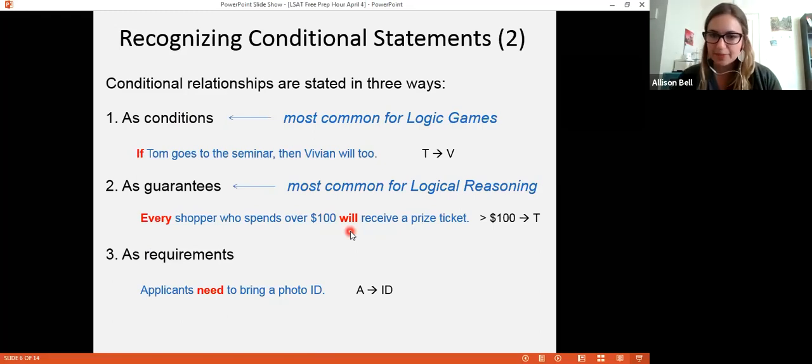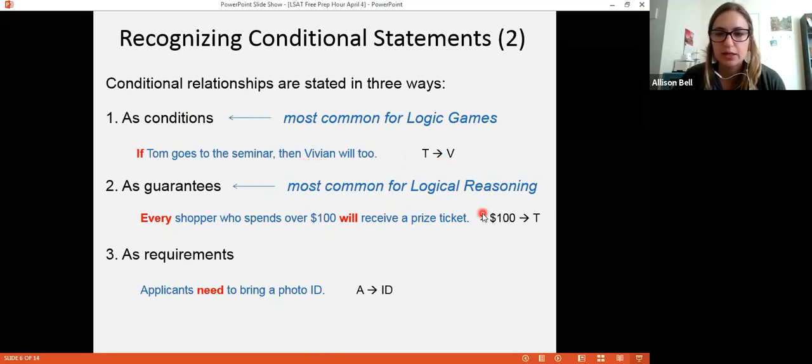The first thing that happens for most people is they see conditional logic and there's a shorthand way of jotting it down. And that involves just using an arrow. So you say, if Tom, I'm going to put T for Tom, then Vivian will go to the seminar. The arrow means then. If I spend over $100, then I get the ticket, T for ticket. If I'm an applicant, then I must have a photo ID.